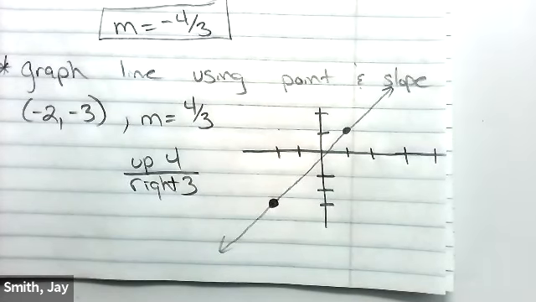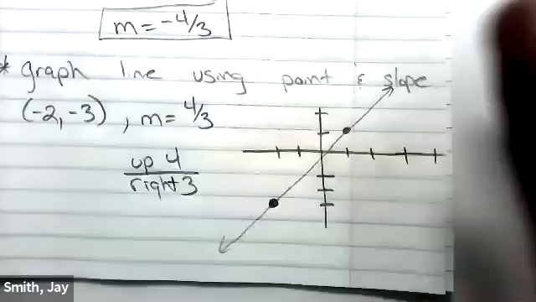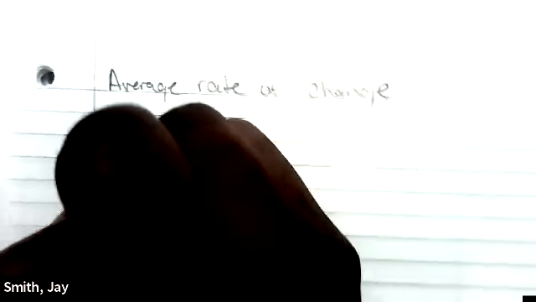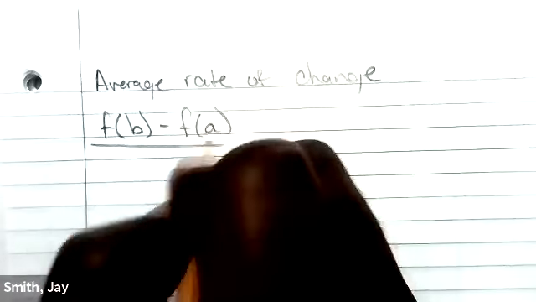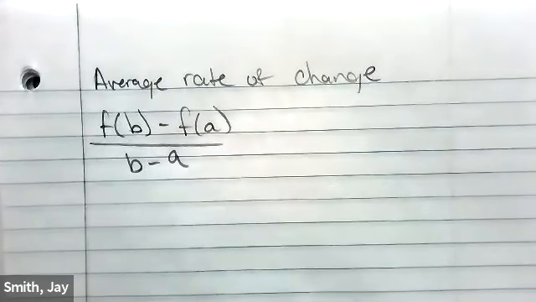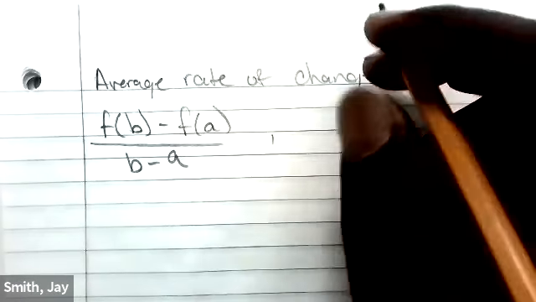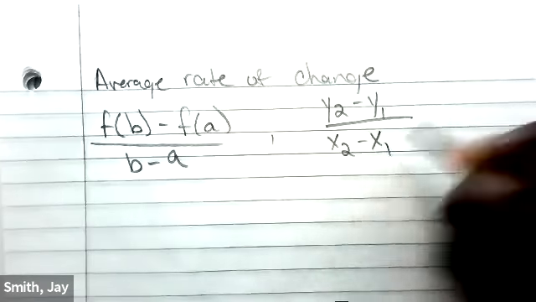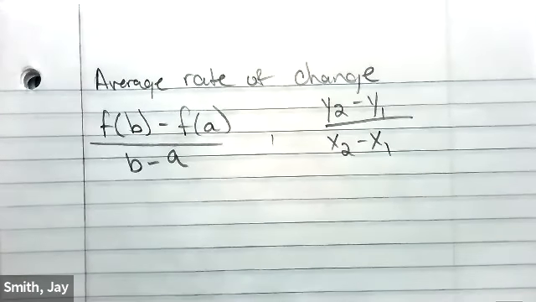All right, last thing we're going to be asked to do is find the average rate of change. Just remember that the average rate of change has the formula F of B minus F of A, all over B minus A. Now, technically, this is still the change in Y, or Y2 minus Y1 over X2 minus X1. The average rate of change is the slope.